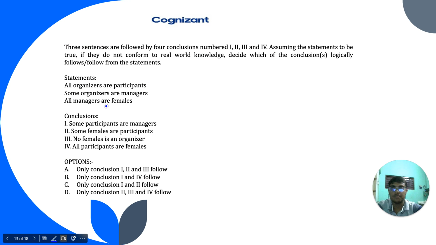So this is a question from the statement and conclusion. Let's see what the statements are. All organizers are participants. So let's make a circle for organizers, and they say that all organizers are participants. So they would come inside the participant circle.